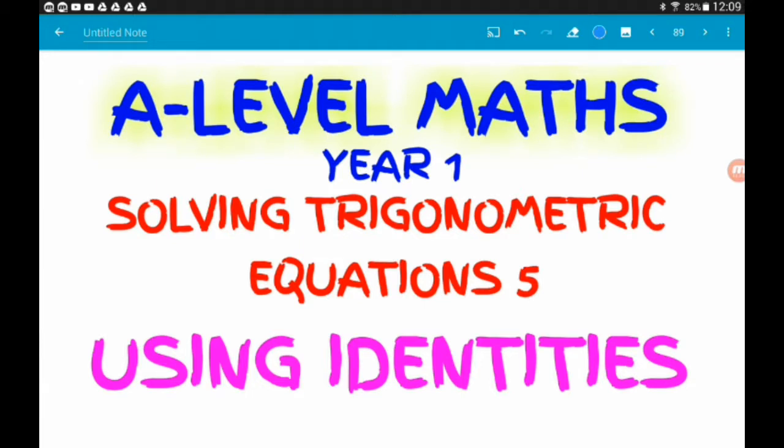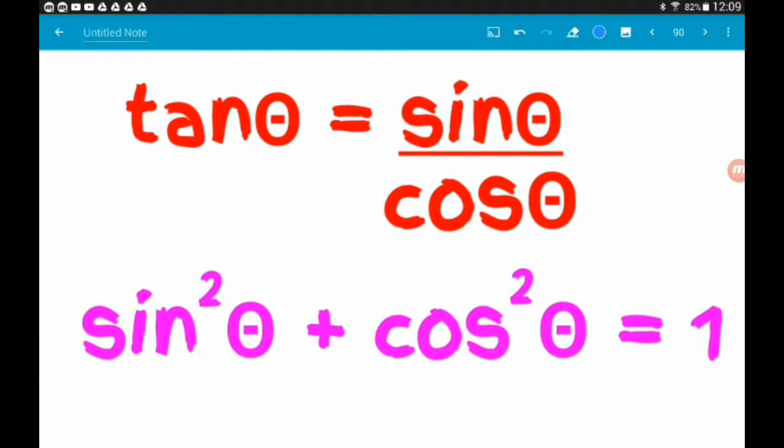The identities, in case you've forgotten them, are these two. So tan of theta is equal to sine theta over cos theta, and sine squared theta plus cos squared theta is equal to 1. These are the two we're going to be using. Let's have a look at the question.